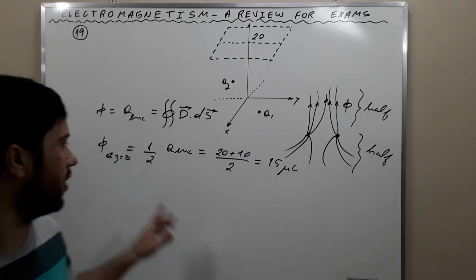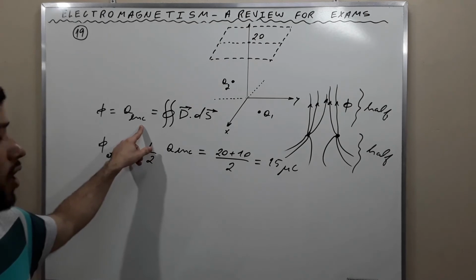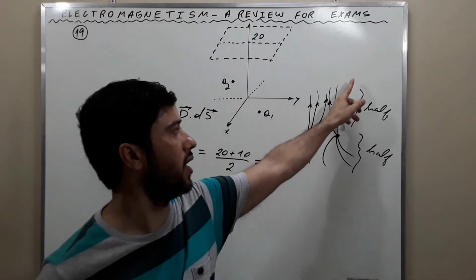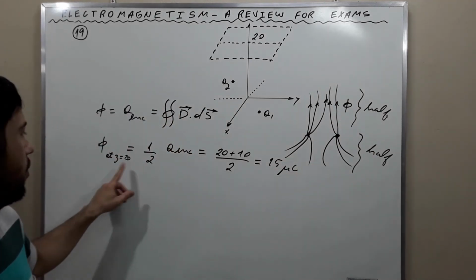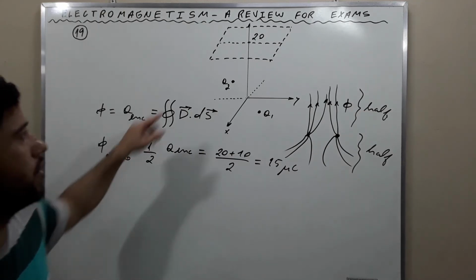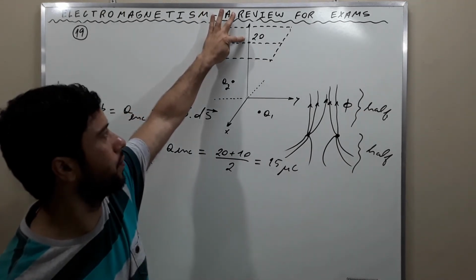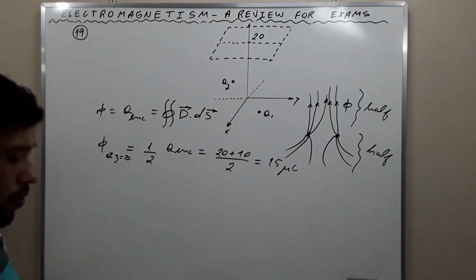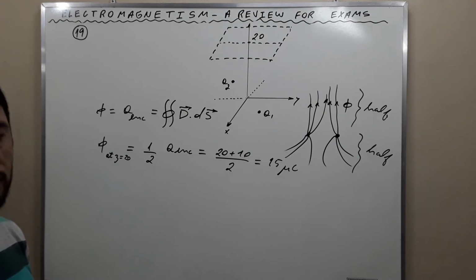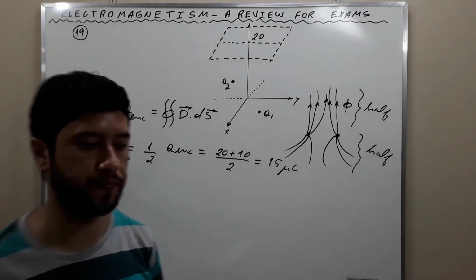Okay, because the flux is equal to the enclosed charge, and we don't want the entire flux here and here. We want only half of it because we are computing for the z equal to 20 plane and not the negative z equal to 20 plane. Okay, so this is all for exercise 19. Let's go to exercise 20 now.